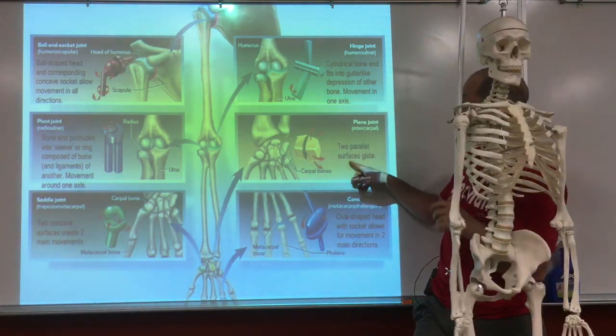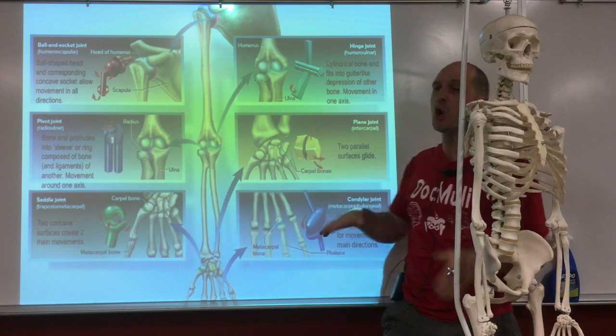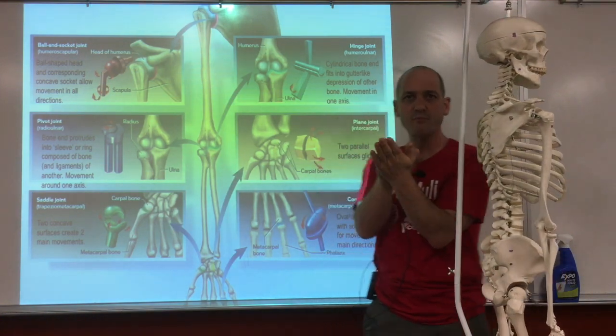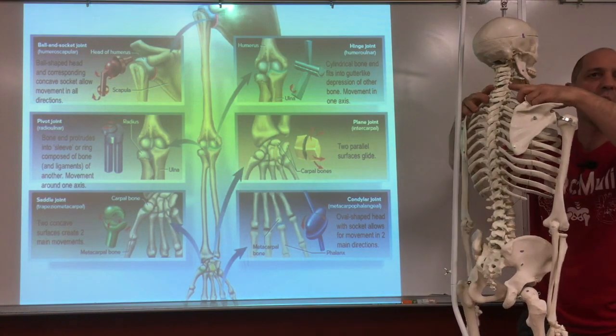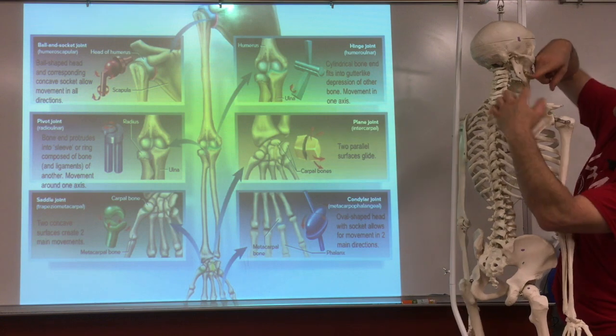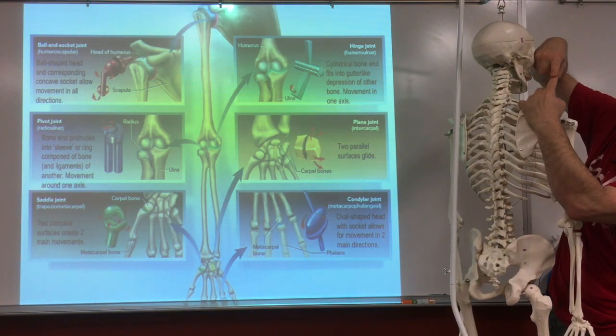And then we got a plane joint, and plane joints are two surfaces that just match and they move like that in one plane. They only move in one. The example is in the spine. Like these joints in the back of the neck, they are like two parallel surfaces coming together, and they just move a little bit and glide.